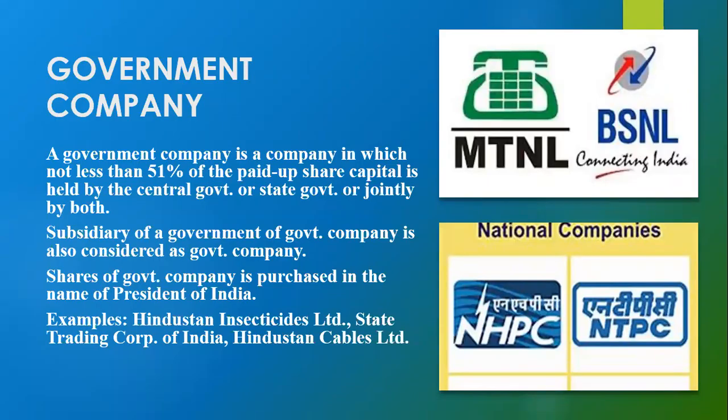Students, a government company is a company in which not less than 51% of the paid up share capital is held by the central government or state government, or it can be jointly by both. Fine. So that means out of 100% of any company's share capital, 51% is held by the government and the rest 49% can be held by the private sector or general public.